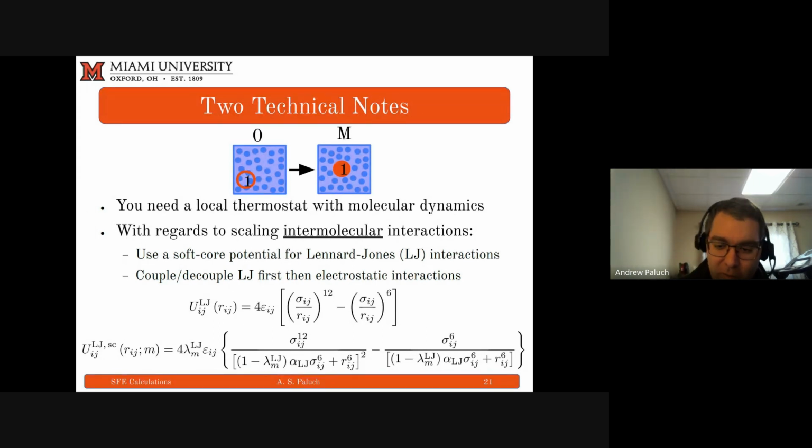And so only once I'm in that system in which I don't have any overlapping configurations that are prohibitive, when I have my full LJ potential, then I turn on my electrostatic interactions, and I typically do that just in a linear fashion. I just turn those on, but I want to make sure that I don't have any overlapping configurations when I start to turn those on.